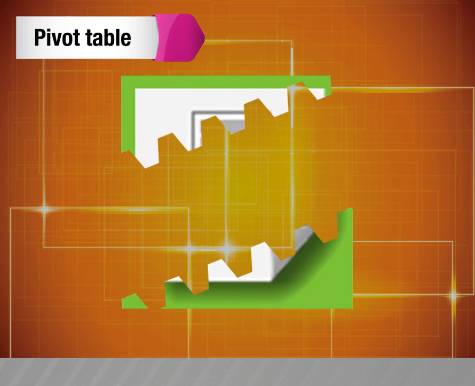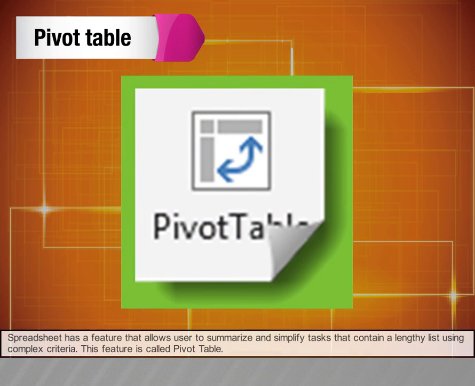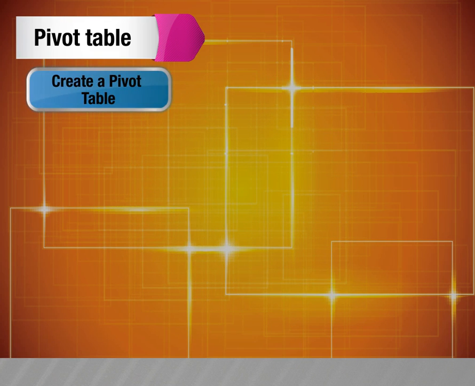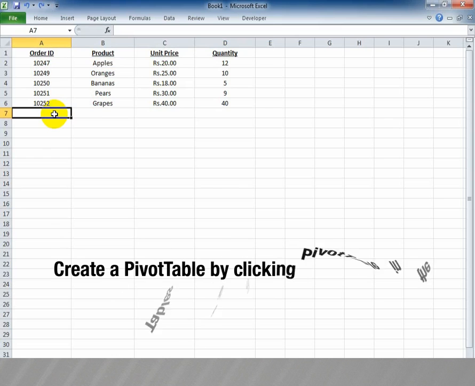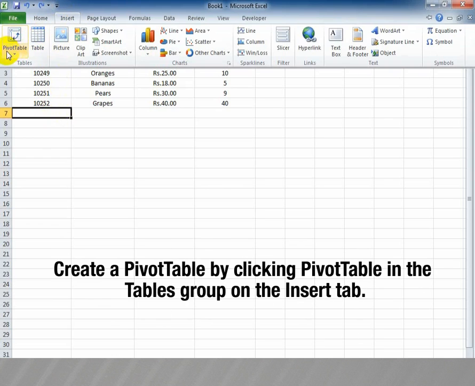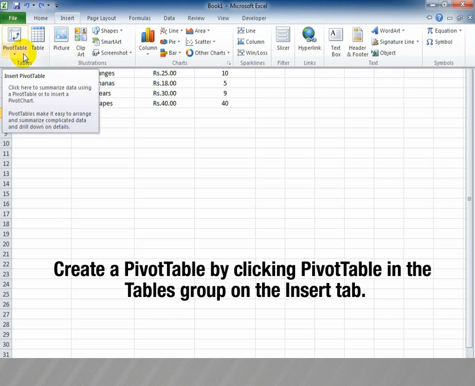PivotTable. Spreadsheet has a feature that allows users to summarize and simplify tasks that contain a lengthy list using complex criteria. This feature is called PivotTable. Create a pivot table. Create a pivot table by clicking PivotTable in the Tables group on the Insert tab.